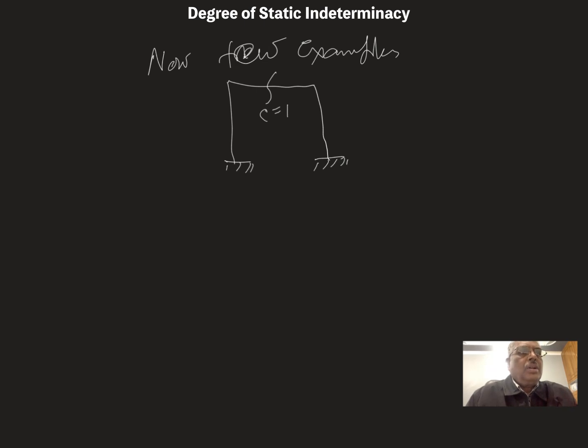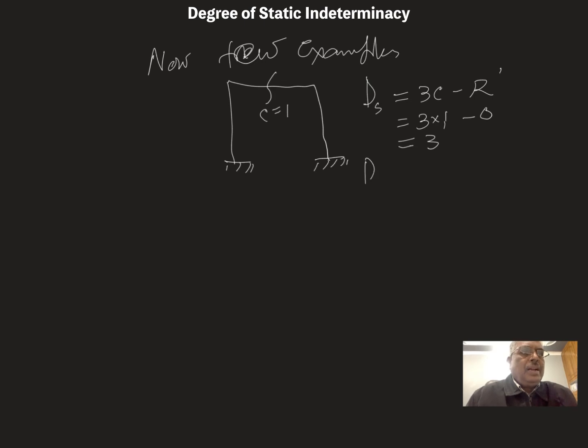Now according to Henderson's rule, DS is equal to 3C minus R dash for a plane frame. This is a plane frame. So the number of cuts, only one we have cut. There are no restraints. All joints are rigid, so we are not making any restraints. So it is 0. So DS total is 3.